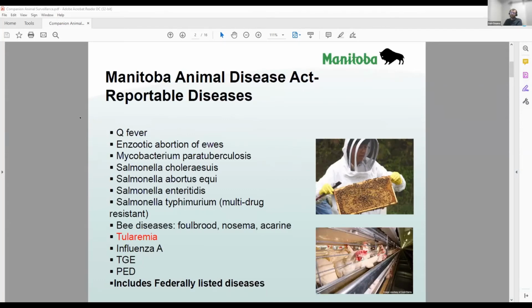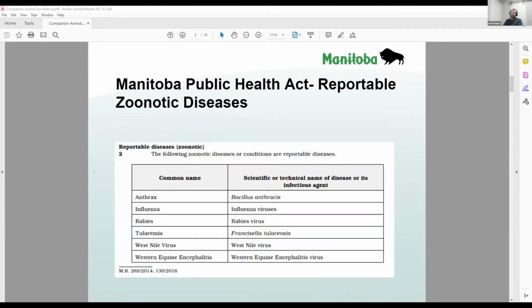Part of the reason is because reportable diseases here, as elsewhere, are really not focused on companion animals. So you look at this Manitoba list, tularemia shows up, you could kind of lean towards companion animals there. But beyond that, it's really animal agriculture, food production, and that's what our Animal Diseases Act is focused on. If you look at our Public Health Act, it's very similar. We do have this little section of our Manitoba Public Health Act that includes zoonotic diseases, where if we identify them in an animal, we do have to report them to the public health system.